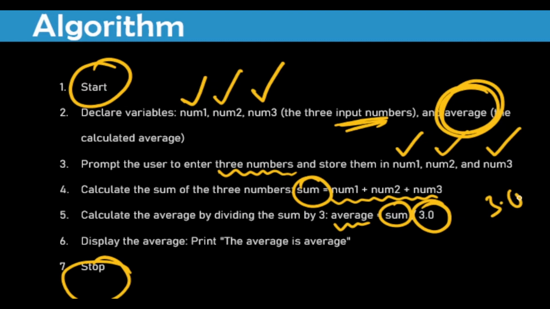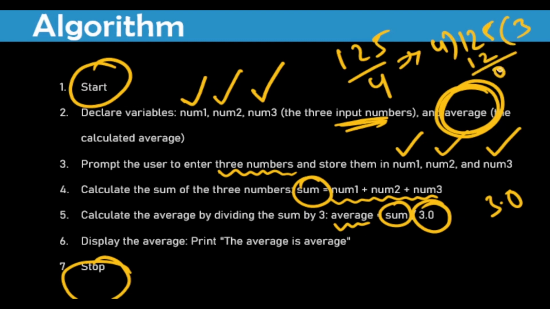I kept 3.0 because, for example, think of 125 by 4. What is 125 by 4? For us, 4 threes are 12, then 0.5 means we will get 50. For 50 what do we need to do? 12 fours are 48, right? 3.12 we will get.